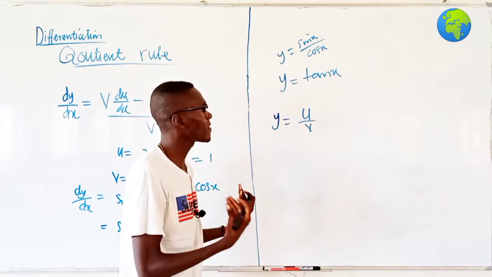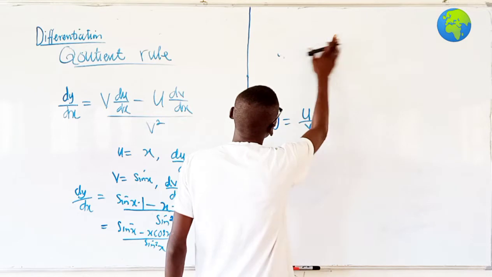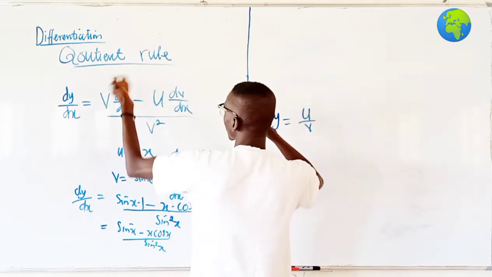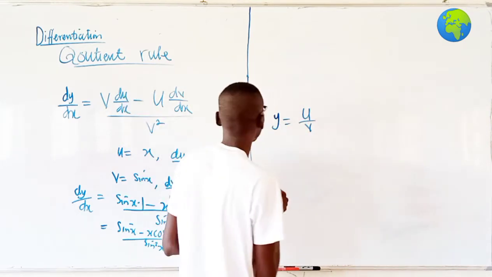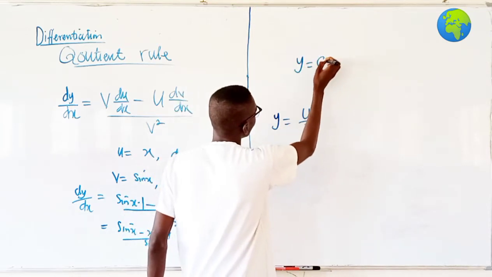So let's just form another function that's more complex, or should I say easier than this, just to improve our understanding of how to differentiate such functions. Let's say we want to differentiate y equals, let's say, cot x.